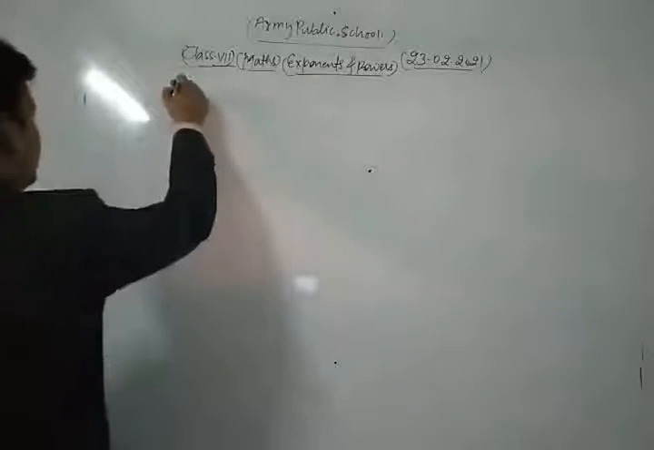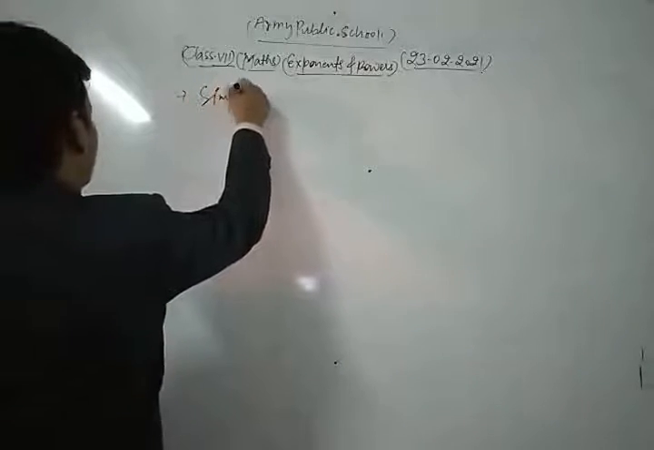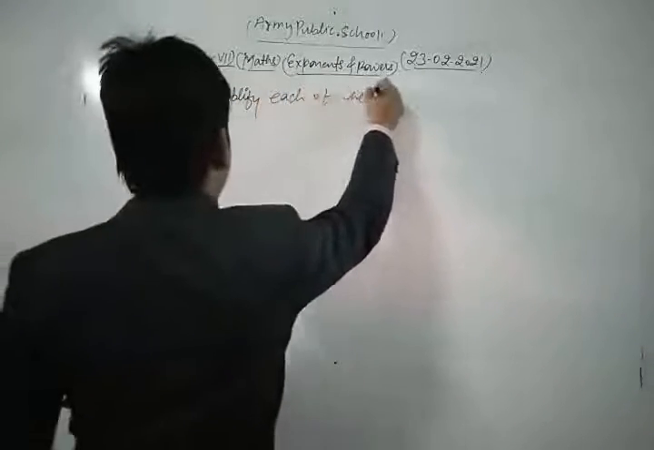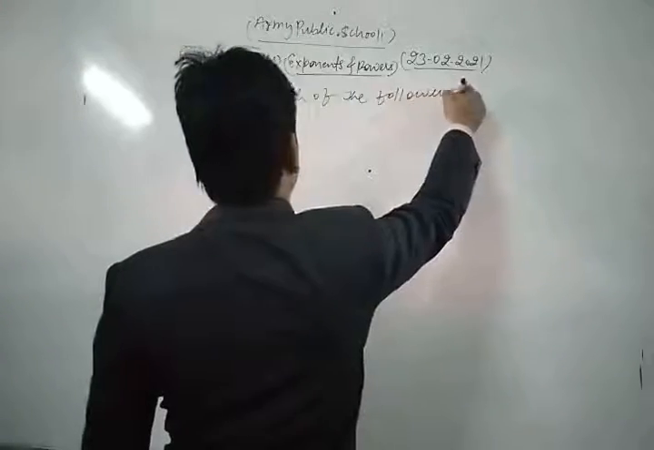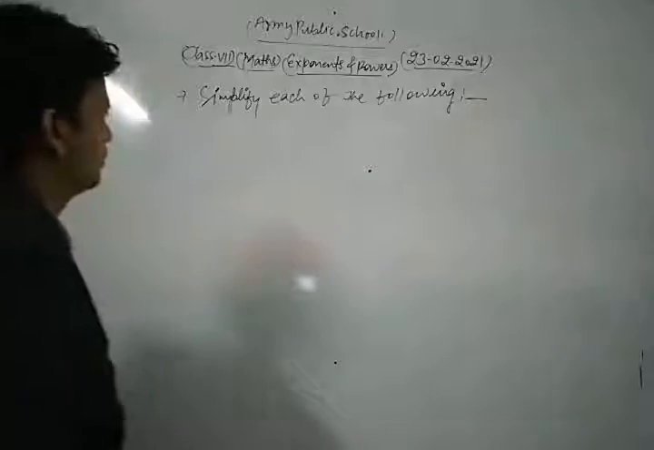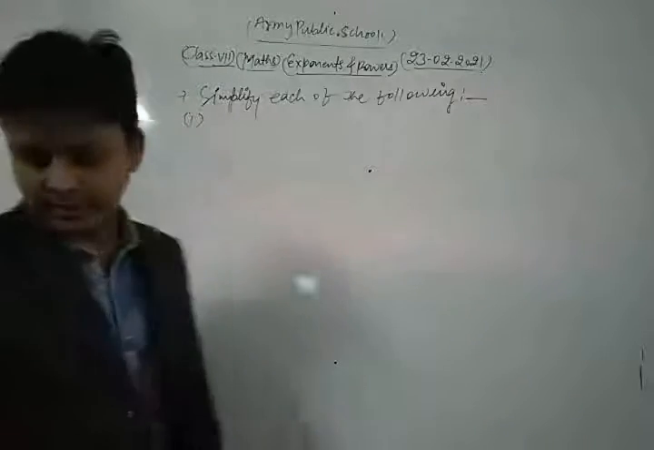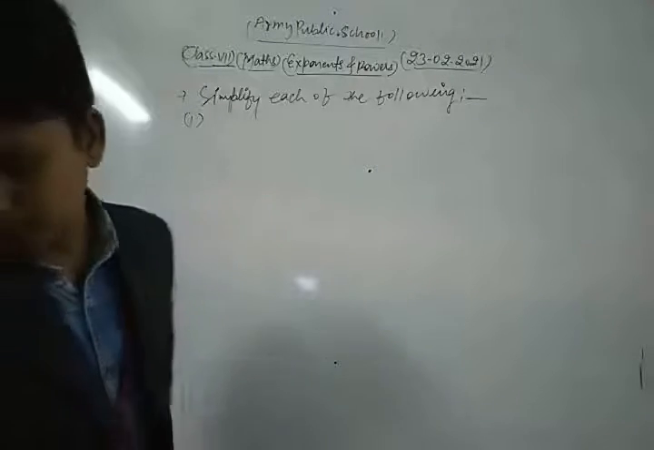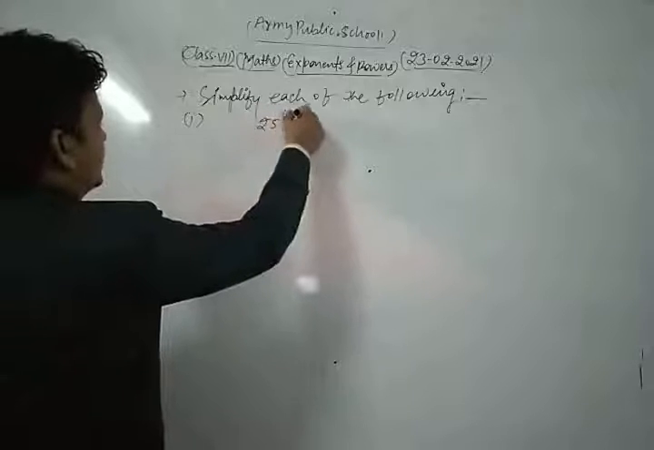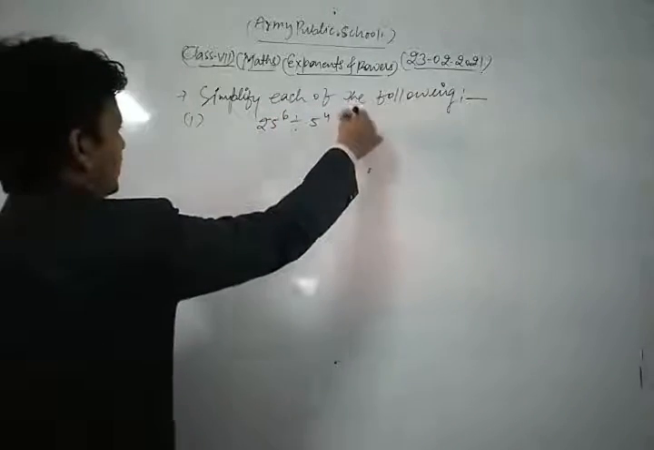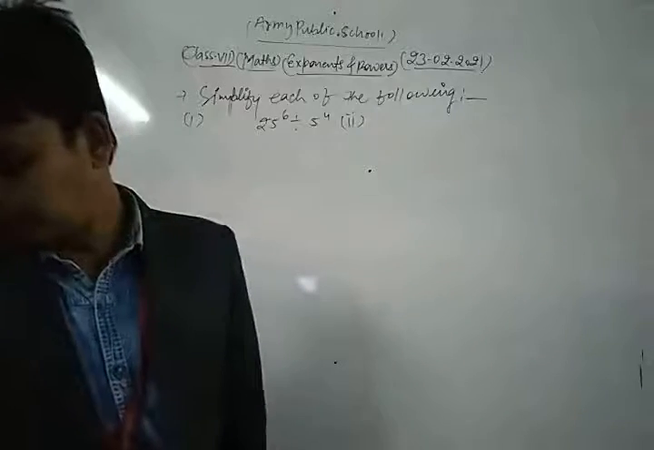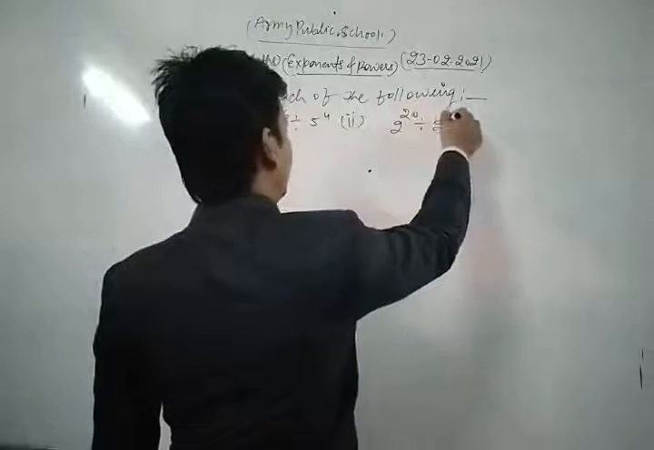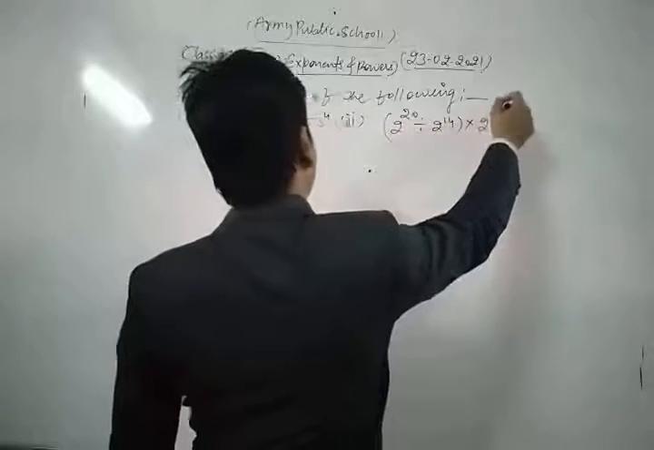Simplify each of the following. The first part of this question is, dear students, what? 25 to the power 6 divided by 5 to the power 4. Second part of this question is what? 2 to the power 20 divided by 2 to the power 14 multiplied by 2 power 5.